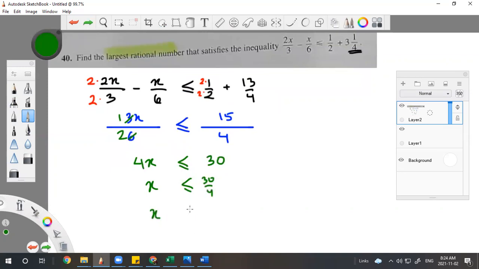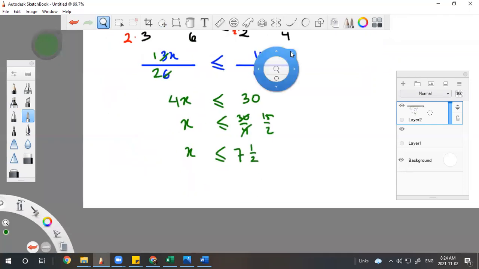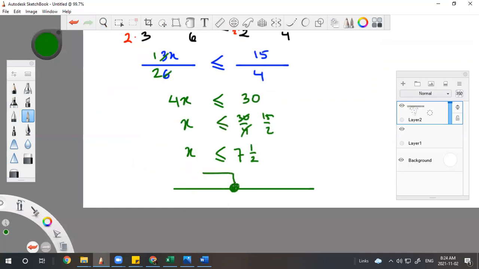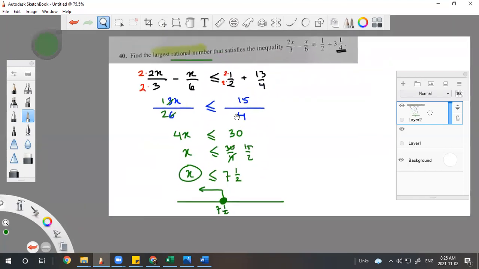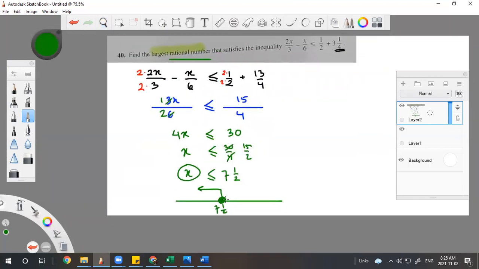So it is 7 1 over 2, right? Oh, bisa digampangin lagi. 15 over 2. Yeah, 7 1 over 2. Find the largest rational number that satisfies. Okay, so if you draw it in a number line, x is on the left side. Right? X is less than 7 1 over 2. So what is the largest rational number? Ya 7 1 over 2. Bukan integer ya. Kalau integer dia harusnya 7 aja. Dia tanya rational, ya udah rational kan apa aja boleh.